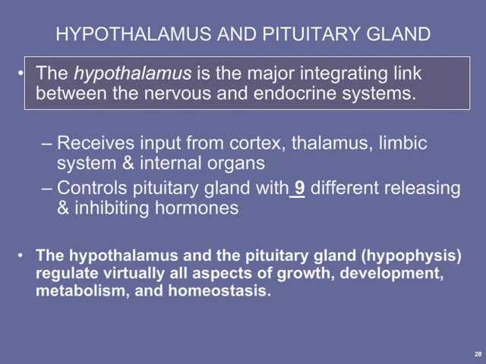Now we're going to go back and take a closer look at the major endocrine organs and the hormones they produce. Before we do, it's important to remember that the hypothalamus is the control center or command center for the endocrine system. It is also the link between the nervous system and the endocrine system, and it receives input from the cerebral cortex and the limbic system as well as the thalamus. It also controls the pituitary gland, which is sometimes called the master gland. The hypothalamus and pituitary gland together regulate virtually all aspects of growth, development, metabolism, and homeostasis in the body, so they're very important regions of both the brain and of the endocrine system.